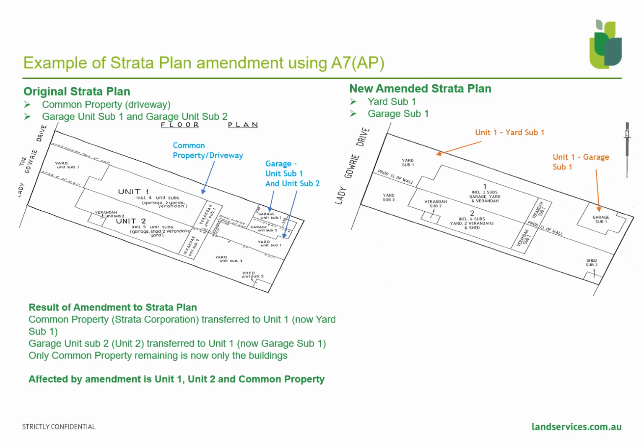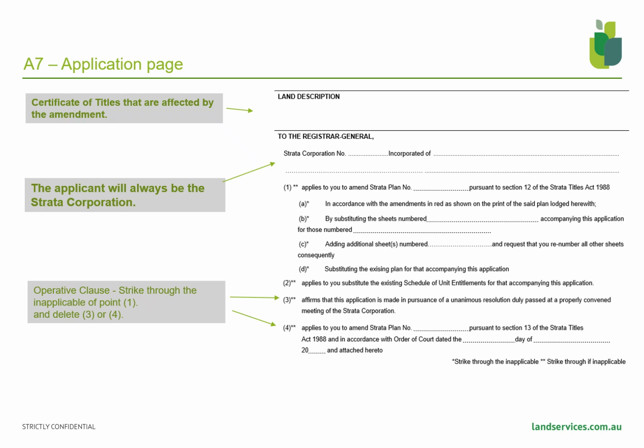So with the amendment document, all three titles, being Unit 1, Unit 2, and Common Property, should be included into the A7 application. This is the application page in the Form A7 that needs to be lodged when you are amending the strata plan.